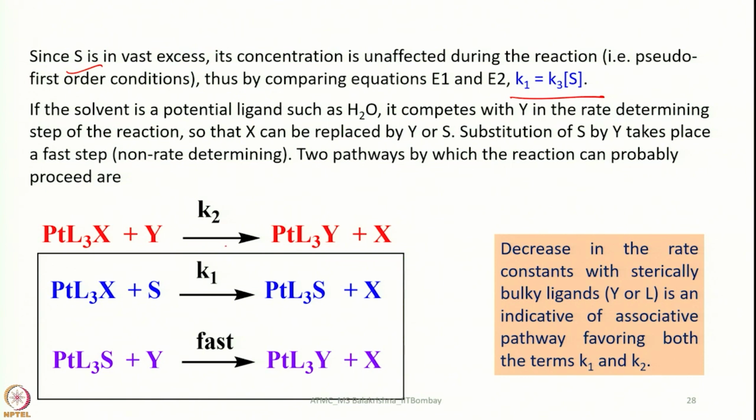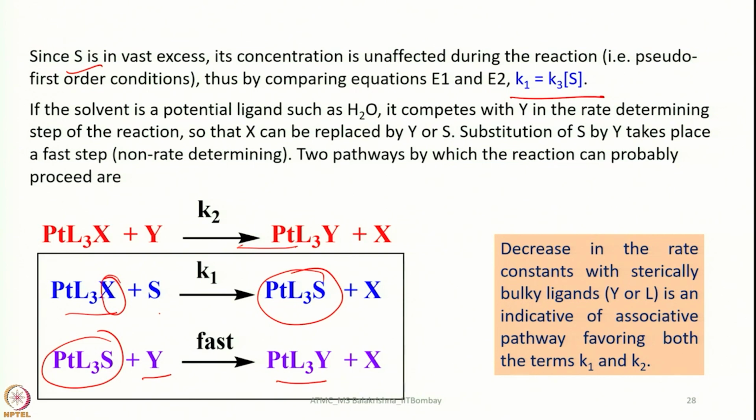For example, this is a typical reaction here. So, we can see first initially before X is leaving, S comes here and then it establishes this intermediate, and then this intermediate would react with Y to give the product in the fast step.